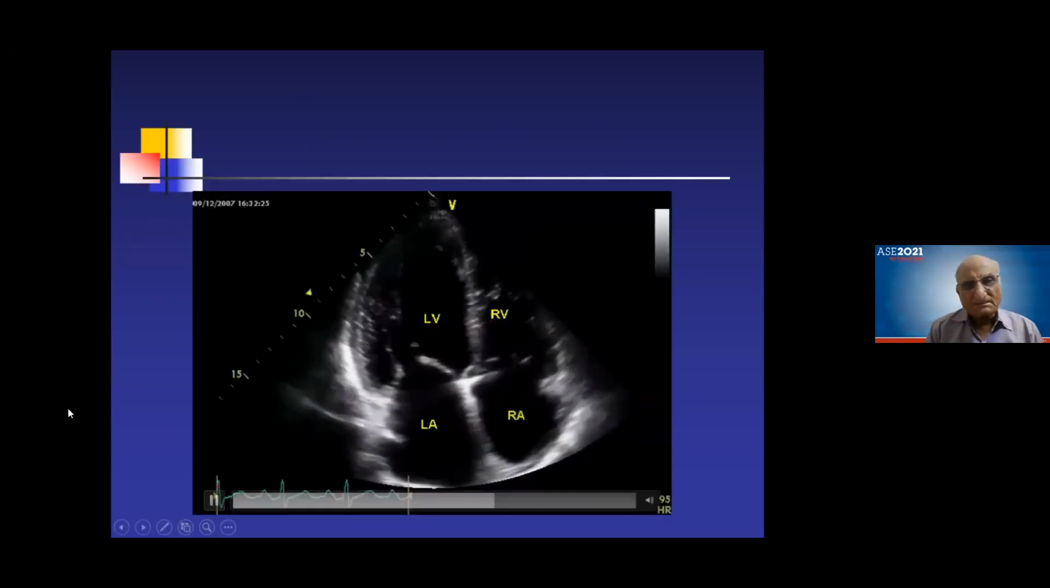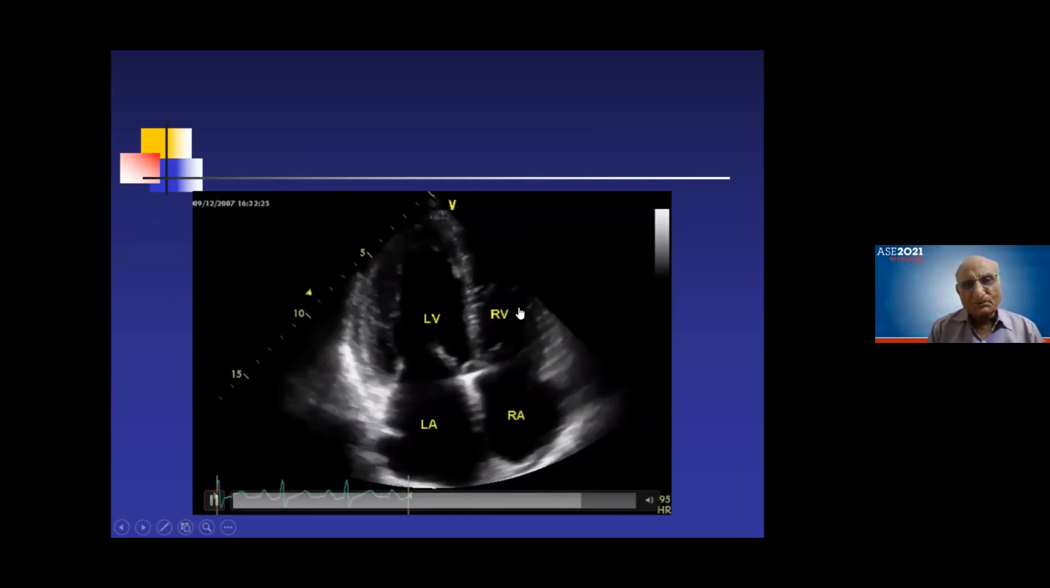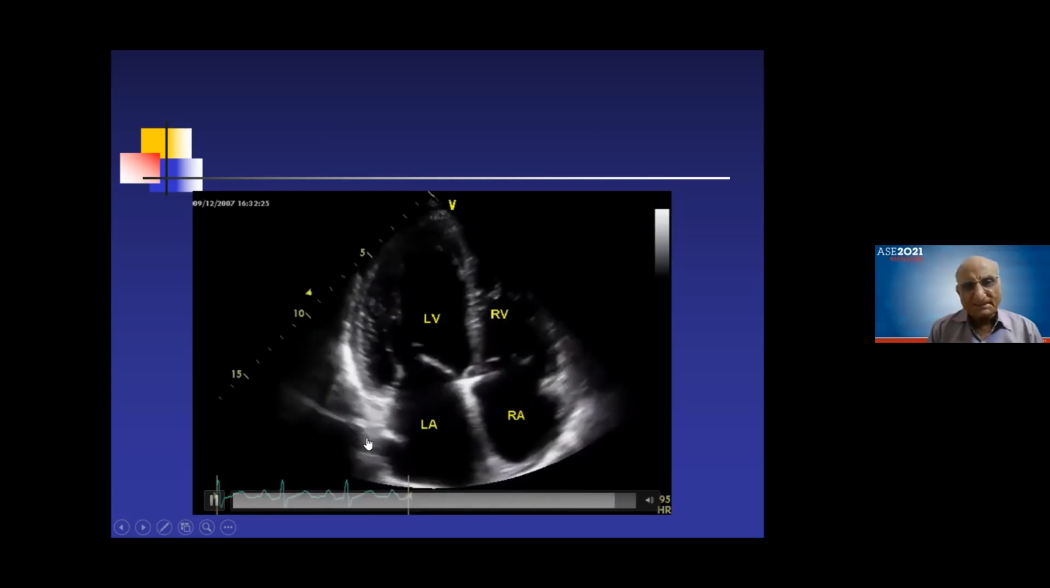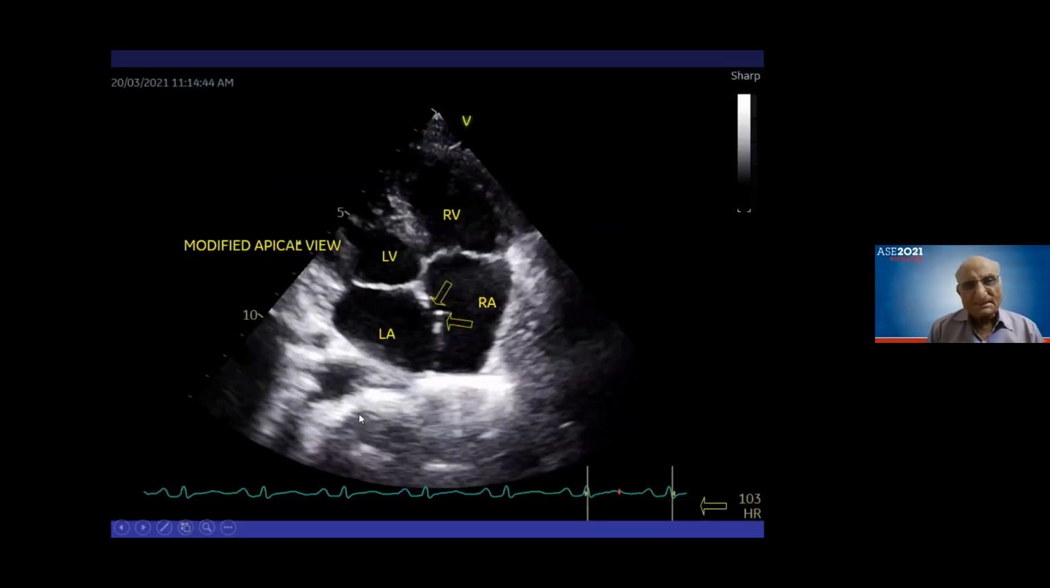On this slide you will see LV, RV, LA, RA shown repeatedly. The next slide is nothing connected with the talk, but we always say take various modified apical views. You can see multiple ASDs also. So don't be satisfied with only one lesion, but that is a modified apical view. I always take the IAS, and you can see two ASDs or so.